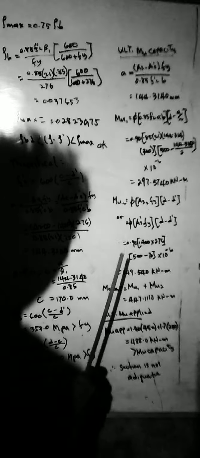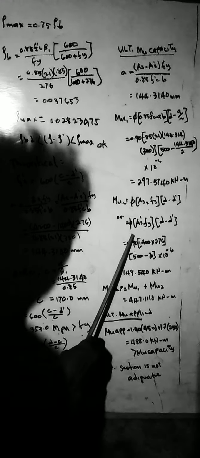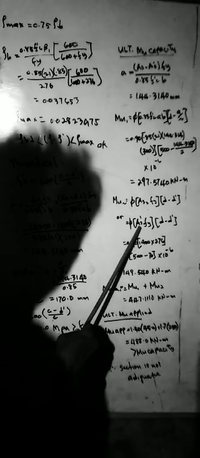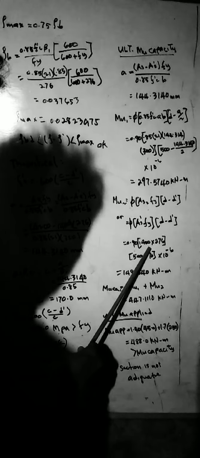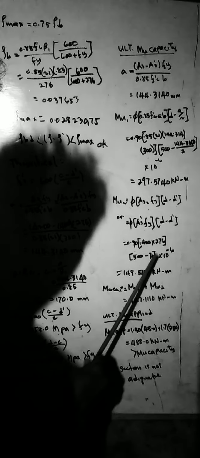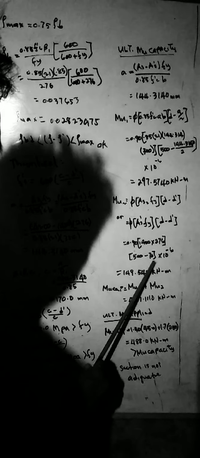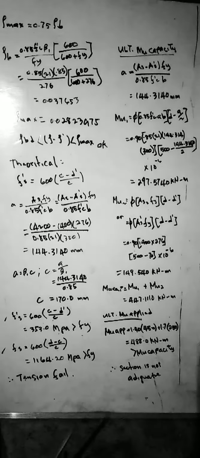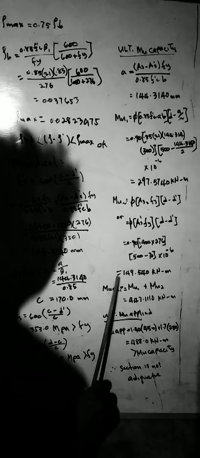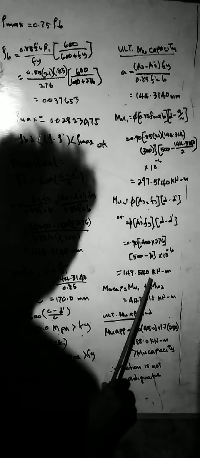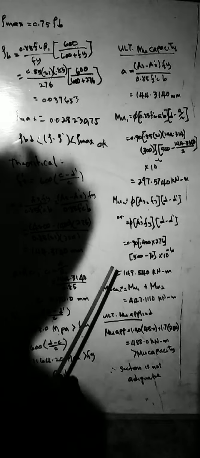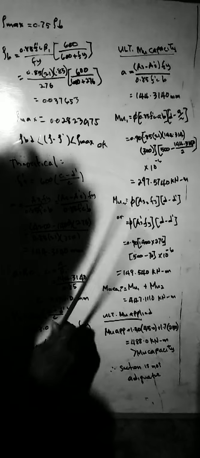So we will substitute 0.90, the cross-sectional area of the compression bar, 1400, times f_y, times d minus d', this 500 minus 70, times 10 to the negative 6 to convert the unit. So this will give us 149.540 kilonewton meter. And this is the moment 2 capacity of the section.